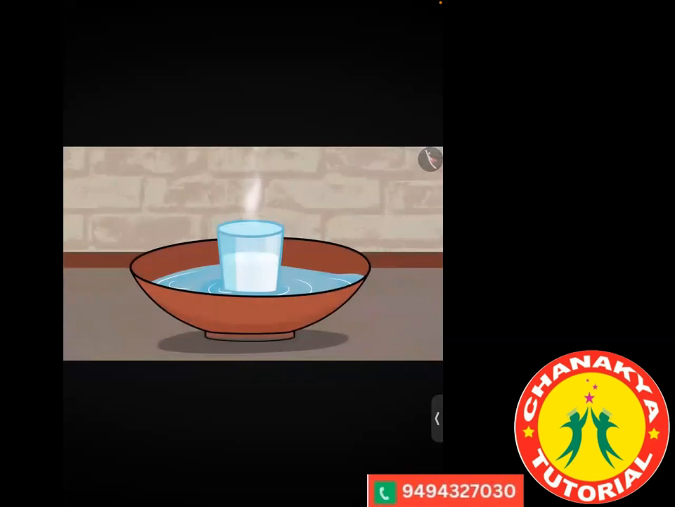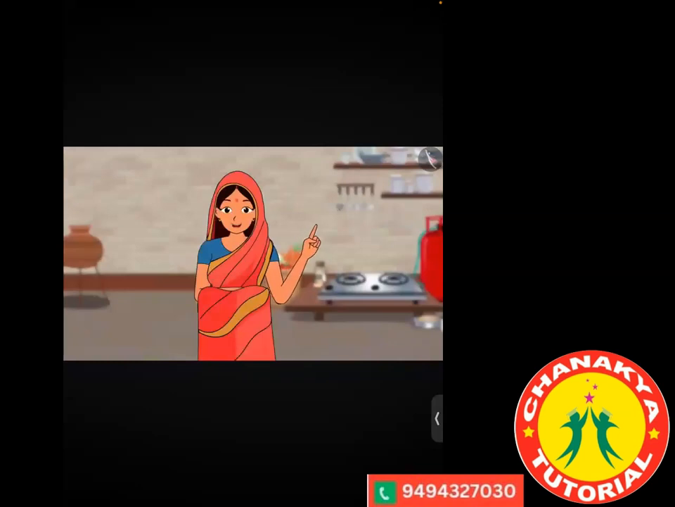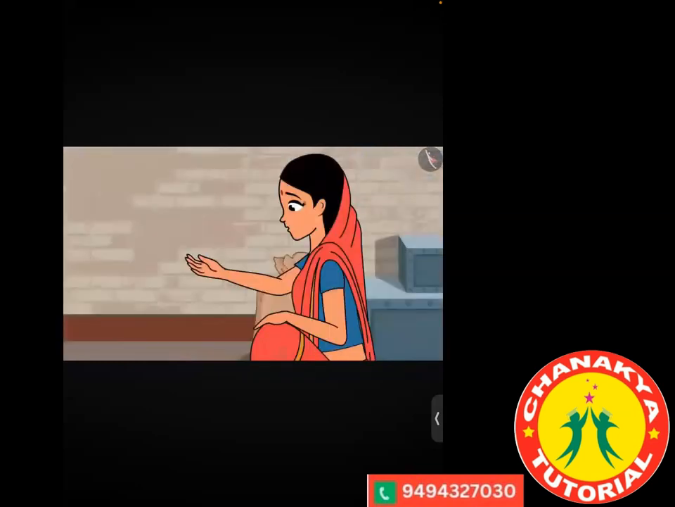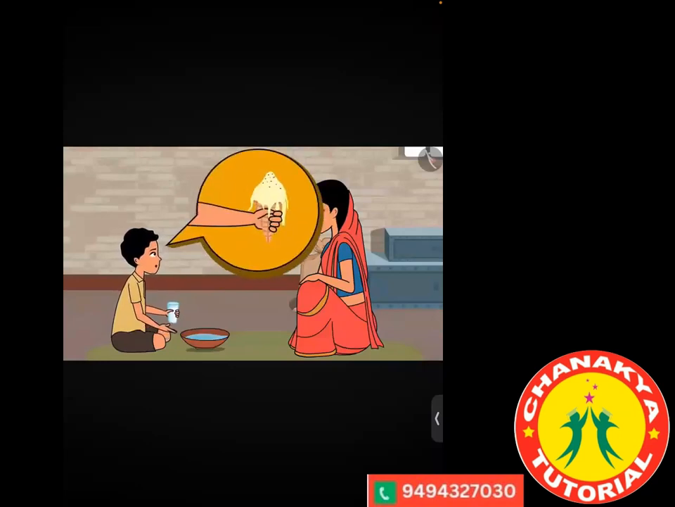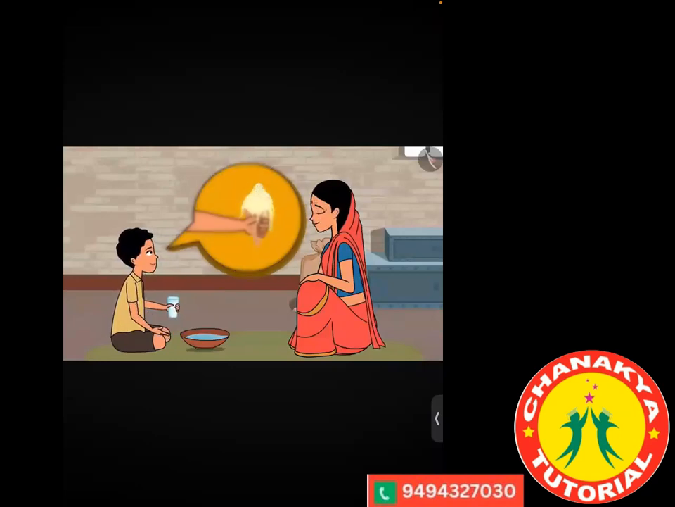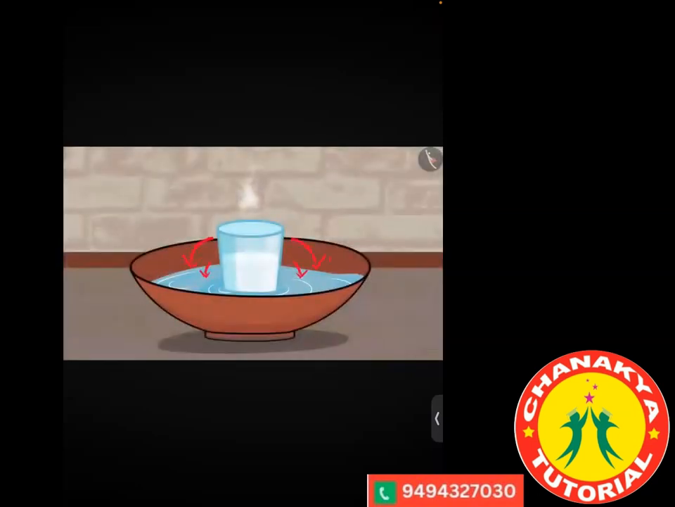You kept this hot glass of milk in a bowl of cold water. And look, it has become cold in some time. But look, now this water has become warm. Does it mean that heat flows from hot object to cold object? Yes, you are right, Ravi. Heat flows from hot object to cold object. Oh, is that the reason my ice cream melted yesterday? Yes, children, heat flows from a hot material to a cold material.